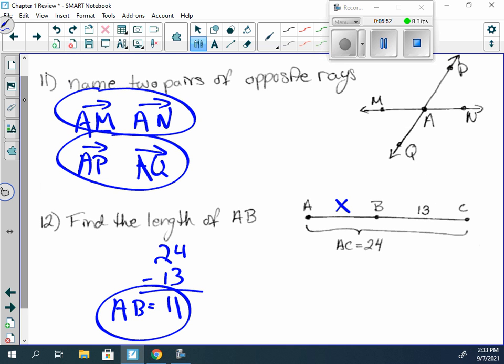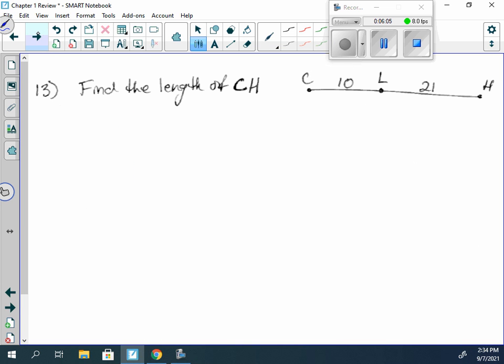Do we have to put AB equals 11 or we put 11 is the length? I need some signification of what you're talking about, like what's your final answer. Any questions on number 13? We're good at finding CH.